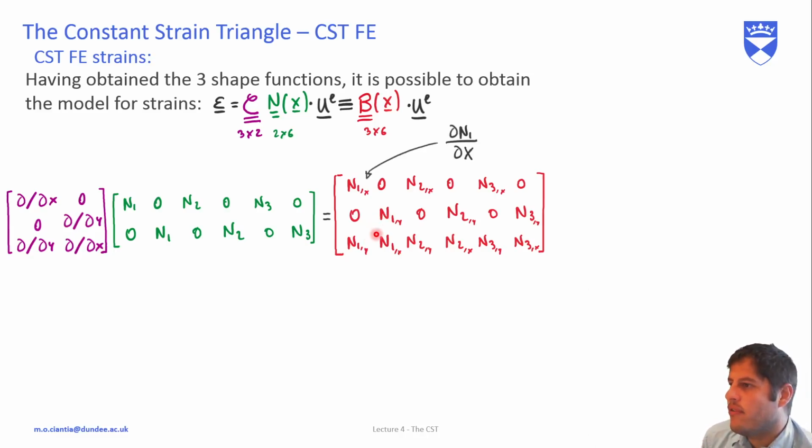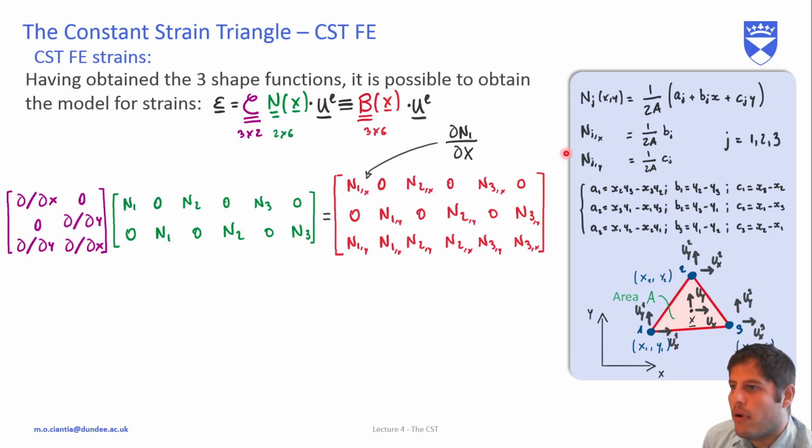So we have to differentiate N1, N2 and N3 by x and y and fill this matrix. So given our generic shape function Nj that looks like that, Nj derivative in x is basically 1 over 2A, and I differentiate this by x, I'm left only with bj.